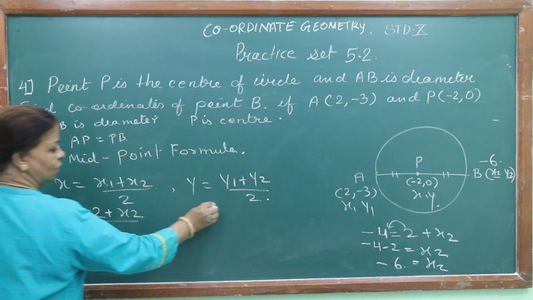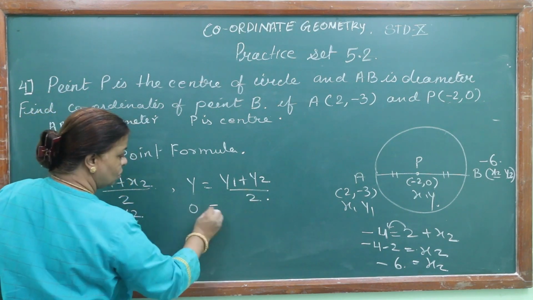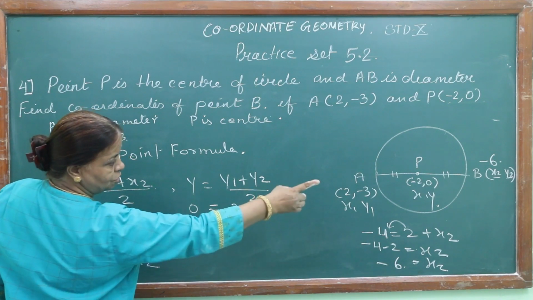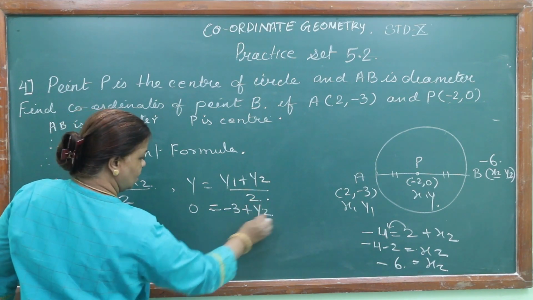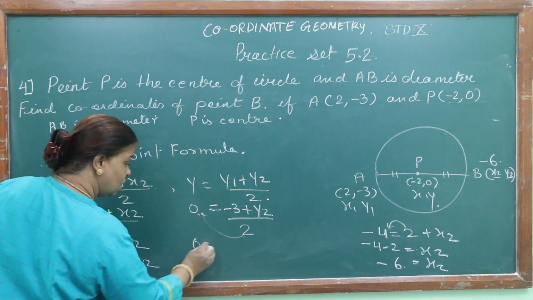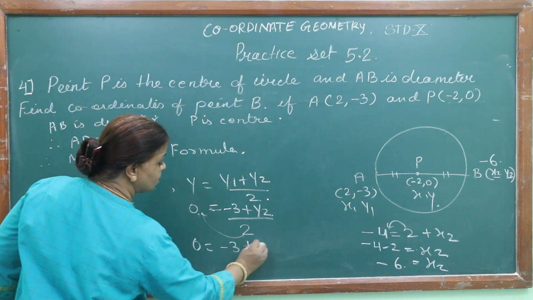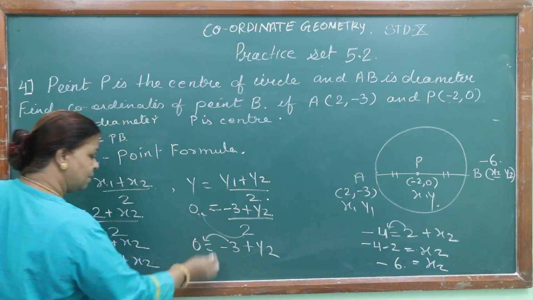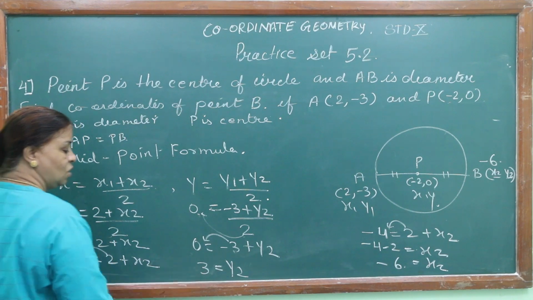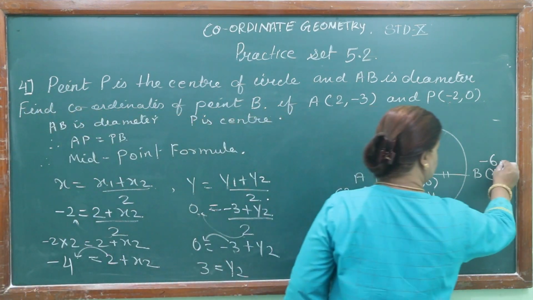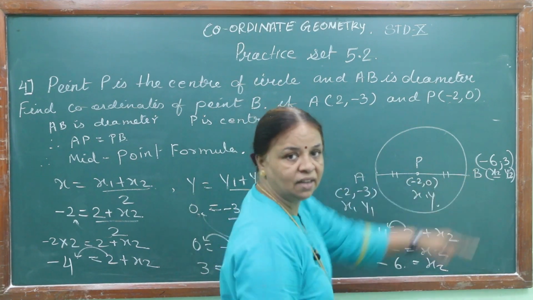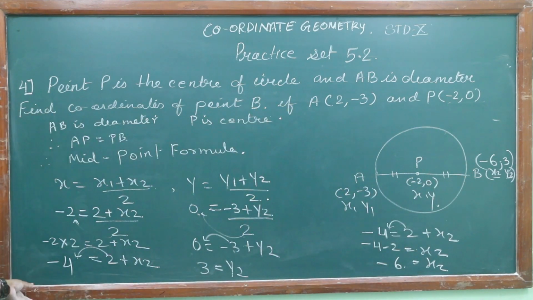Let us place the values here. y is given 0, y1 is given minus 3, plus y2, we need to find out, upon 2. 2 will go here: 2 into 0 is 0, is equal to minus 3 plus y2. Minus 3 will come here, 3 is equal to y2, minus 3 will become plus. So y2 we got as 3. So we got the coordinate of the point B, that is minus 6 and 3. You can pause the video and you can solve the sum, children.